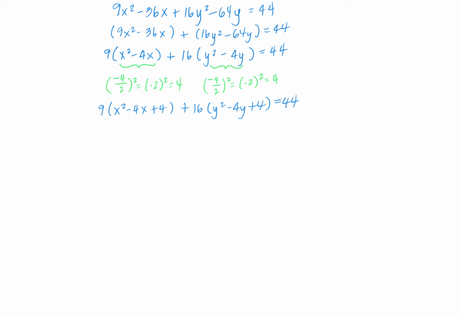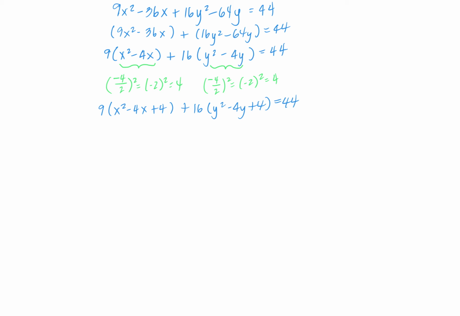The problem is I can't simply add those numbers in on the left-hand side without also adjusting the right-hand side, because this is an equation. If I add stuff into the left, the equation's off, so I have to balance it again.